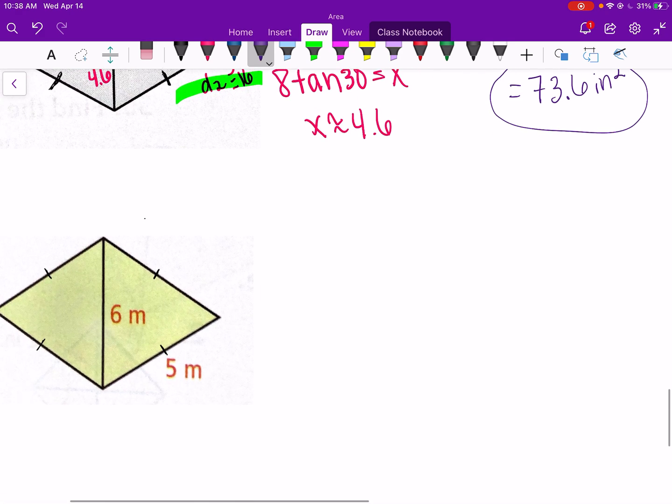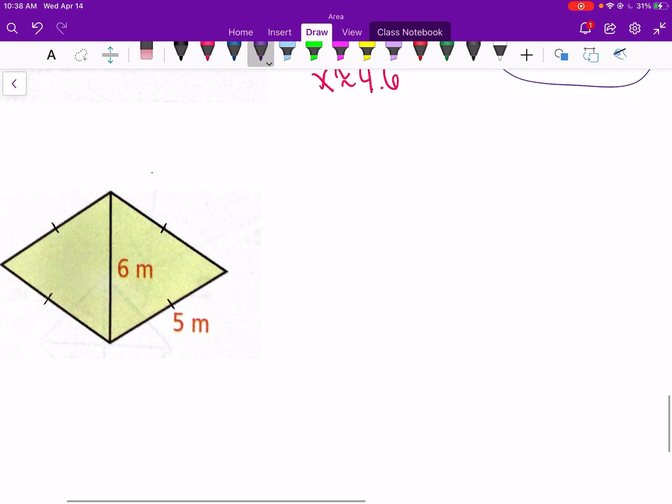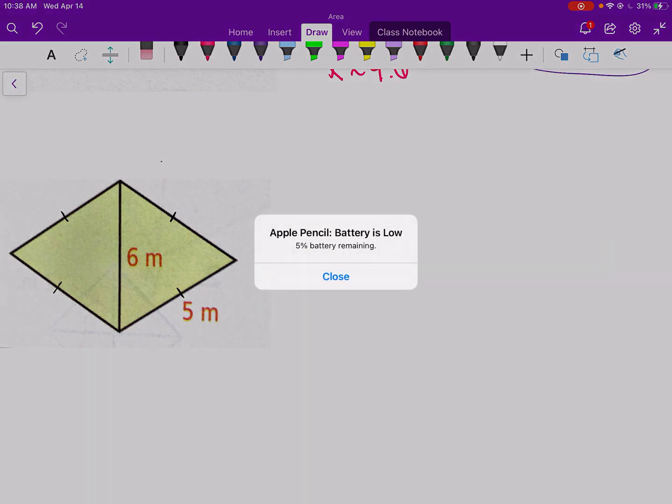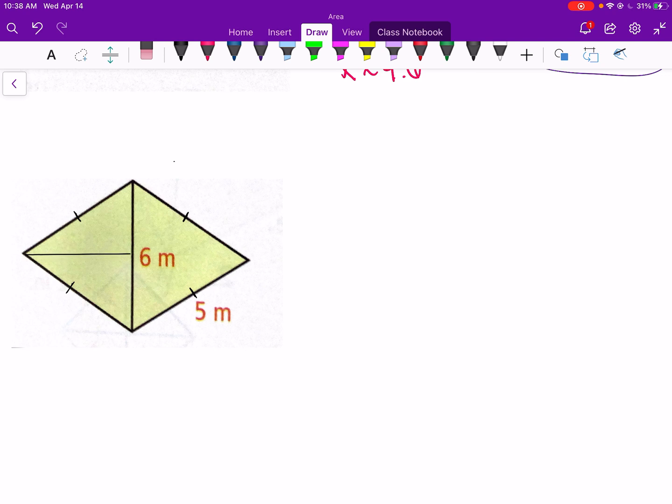And I have one last example for you guys today. So we have a rhombus, and to find the area of this rhombus, we need both of the diagonals. But we are only given one of the diagonals. That's not a problem. All I'm going to do is draw that other diagonal. So here's the other diagonal. Problem solved. Now, when I drew that diagonal, remember diagonals bisect each other. So this segment is now 3 meters and this segment is 3 meters.